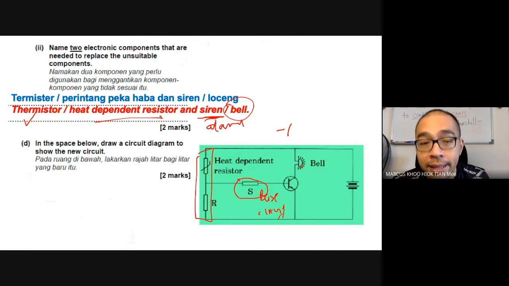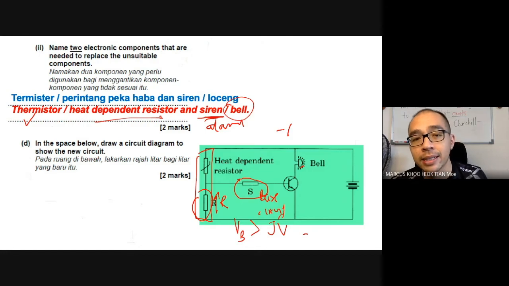Because the added resistor, together with this high resistance, will give the base voltage to be more than the junction voltage. But of course, again, like I said, the most important thing is the position of the heat dependent resistor. That is actually more important. If you forget the S, it's risky, but try not to forget the S. But if you forget, then hopefully that particular year, the marking scheme is not so strict.